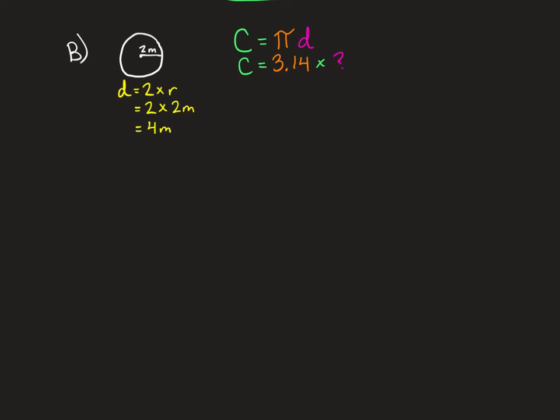That's helpful, so now I can just plug that in here. Instead of a question mark, I know what the diameter is. It's 4 meters. So I can just go through and multiply 3.14 times 4 and get 12.56 meters. And I could go back and double check and see if my answer is reasonable. 2 meters times 2 is 4 meters, and that times 3 is 12, so our answer seems reasonable.